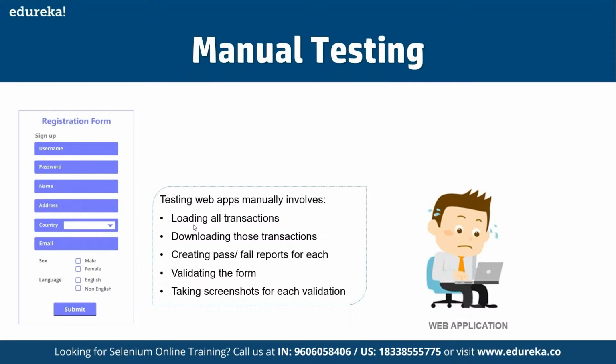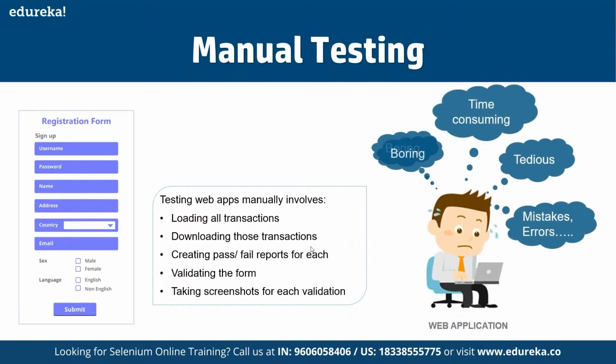We have to create pass and fail reports for each transaction. We have to validate the form as well, and then take screenshots for each validation as a part of the manual testing process. So for example, we have to manually configure and validate that the username works fine based on the condition that we defined here. The password should be accepted only if it matches the given conditions. The name should be there, address, the country, email. So all these values should work as per the logic that we have defined.